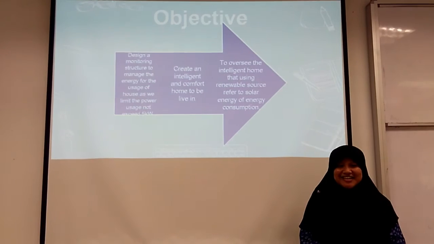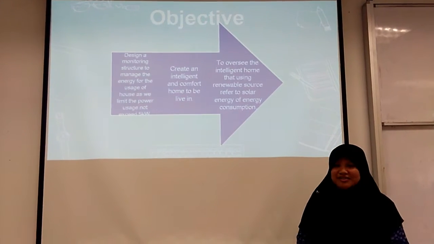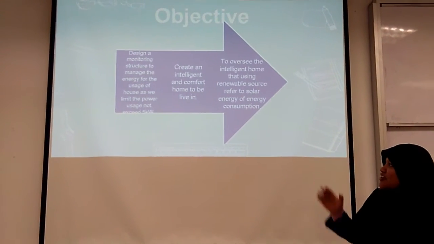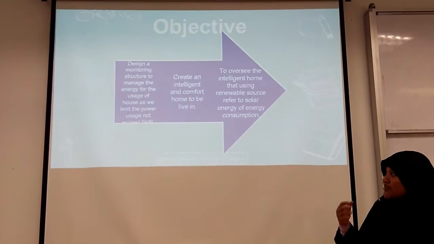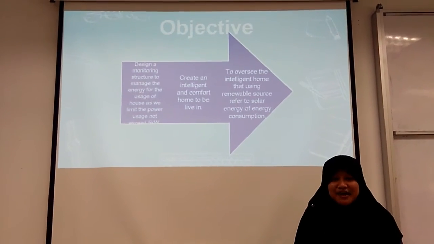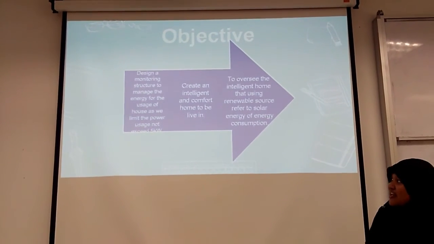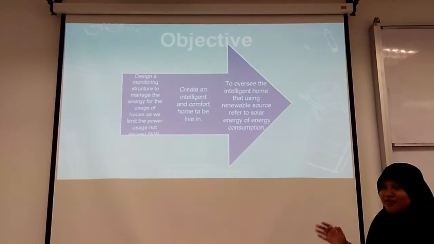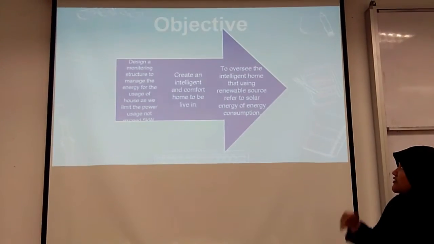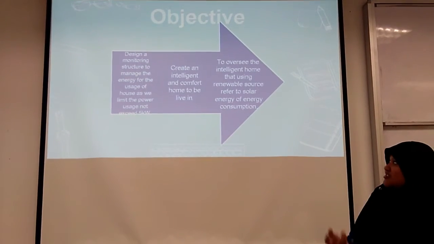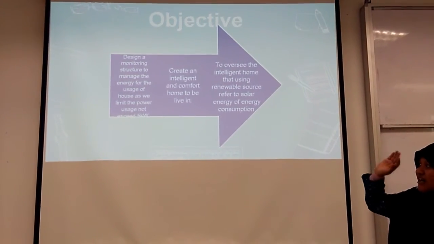My name is Izazaya Hanafi. So basically, I will present the objectives of our project. We have three objectives. First, we design a monitoring structure to manage energy for the usage of the house, limiting the power usage to not exceed 5 kilowatts. The second objective is to create an intelligent and comfortable home to live in. For this project, we focus on lighting and temperature. The third objective is to oversee the intelligent home using a renewable source, referring to solar energy, for the energy consumption. So this is our objective.